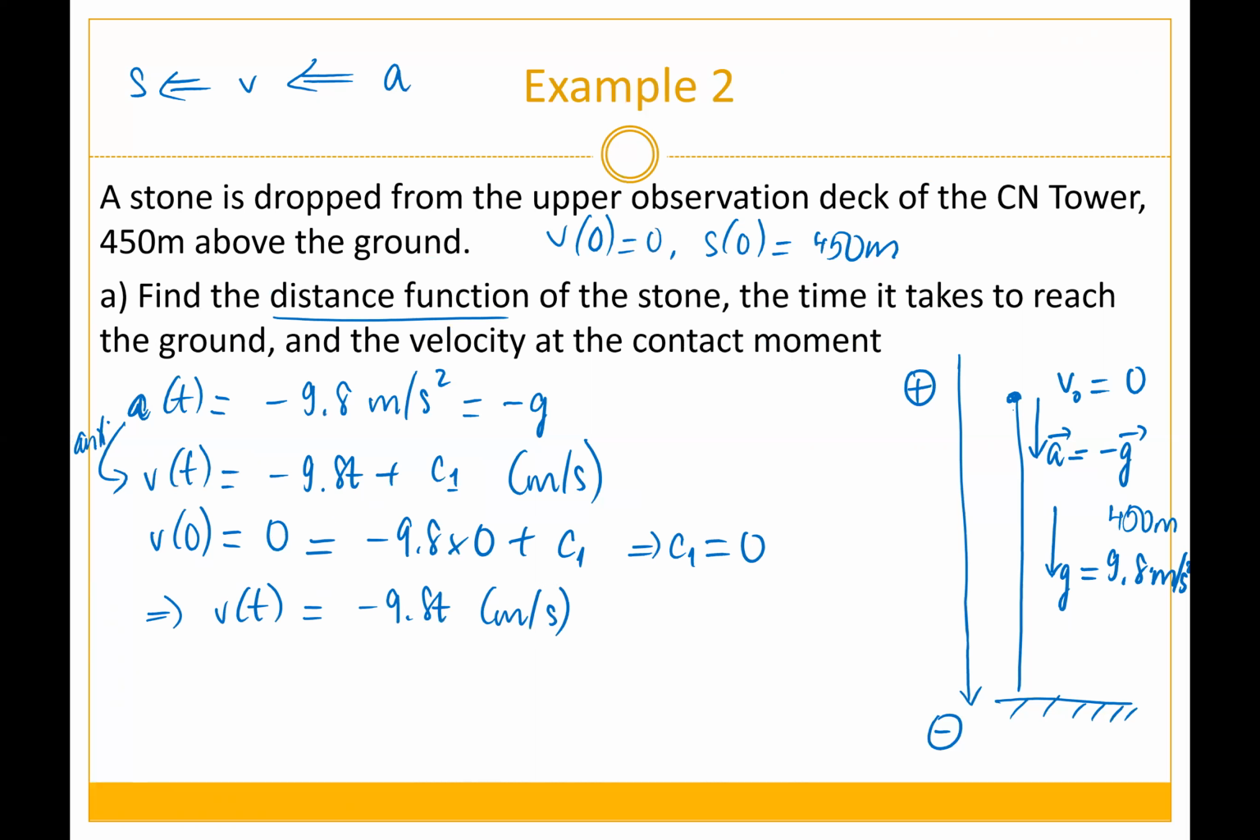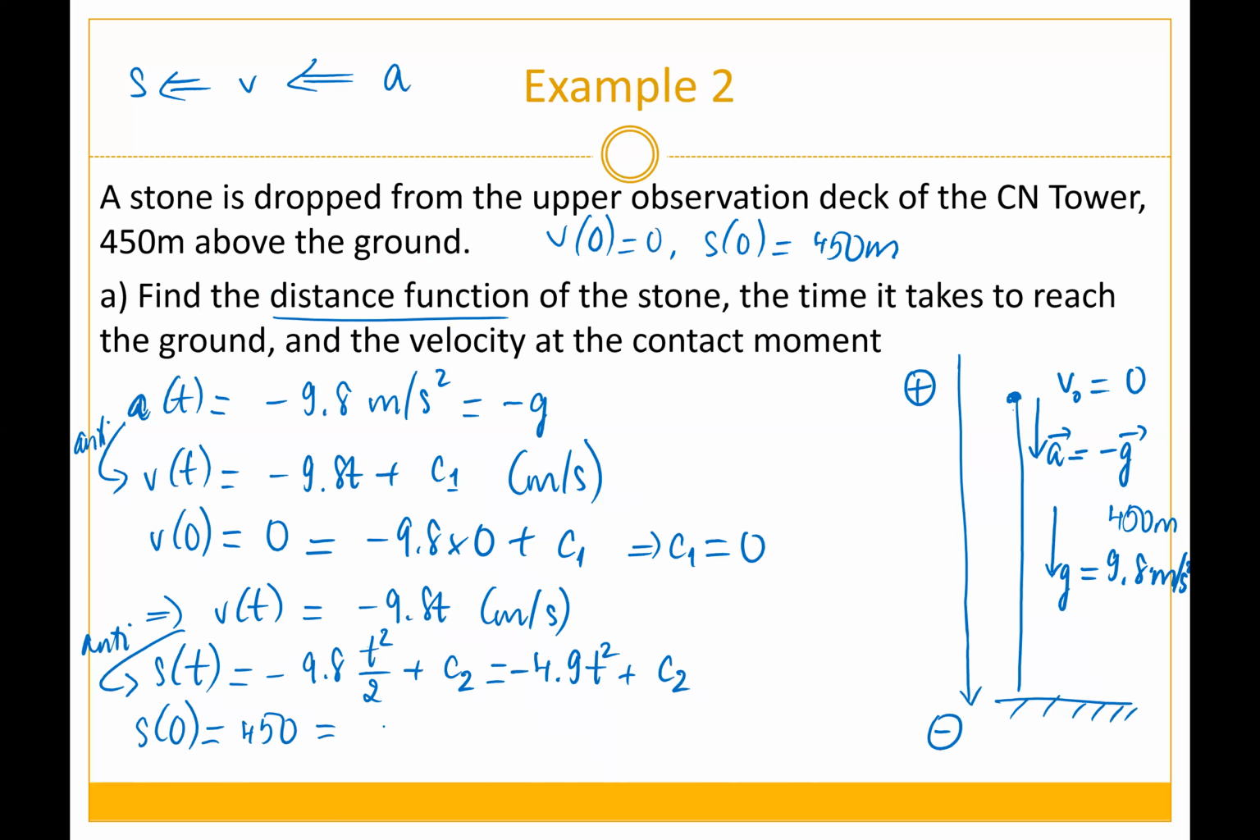meters per second. Now the distance function is from here to here, another antiderivative. So this is going to equal negative 9.8 t squared over 2 plus c2, or you can simplify this as negative 4.9 t squared plus c2. And then using the other condition as well, you have s of 0 is 450. This one is equal to 0 plus c2, so you have c2 is 450. So s of t is negative 4.9 t squared plus 450 meters.